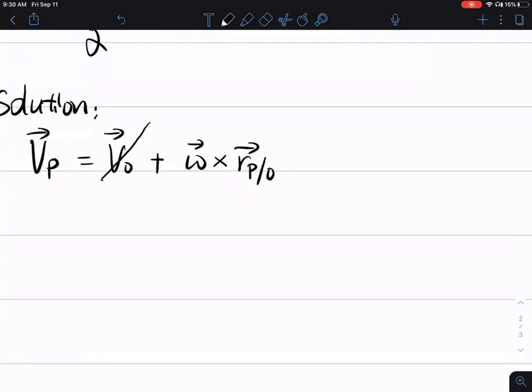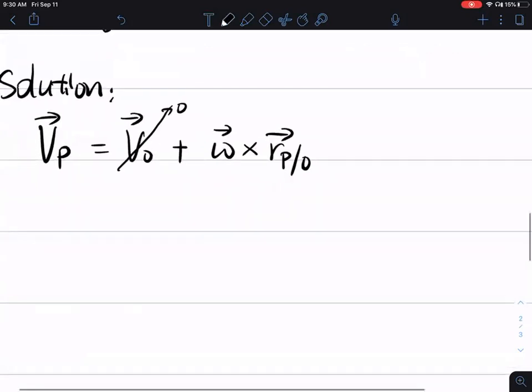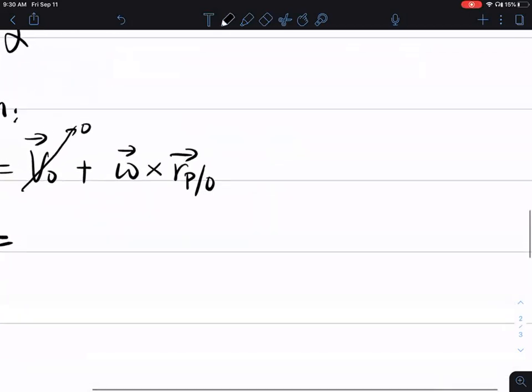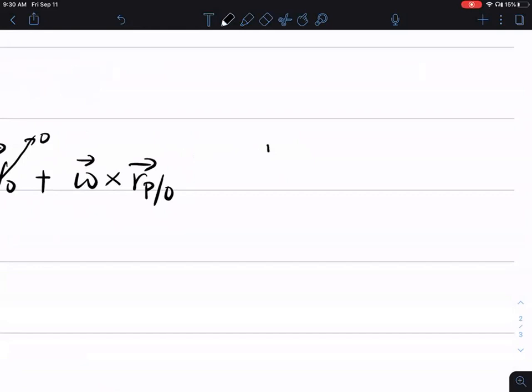Like we said, this Vo is 0, it's a fixed point. So we can find Vp: Vp equals omega cross Rp/O. Let's first figure out the vector form of omega. What is the vector form of omega? It has a vector notation, so we know it has to be some number times a unit vector to be a vector.